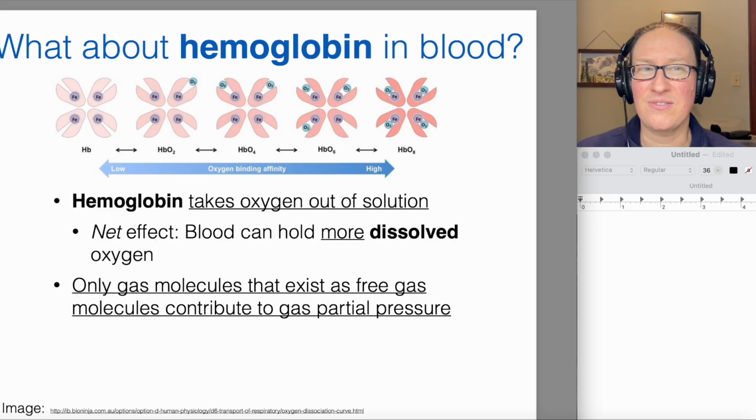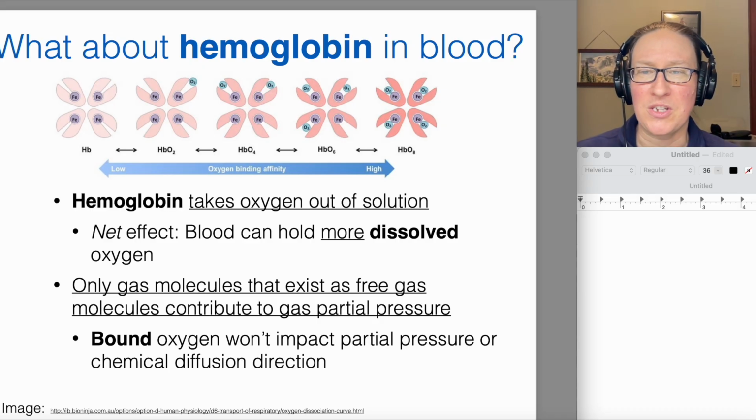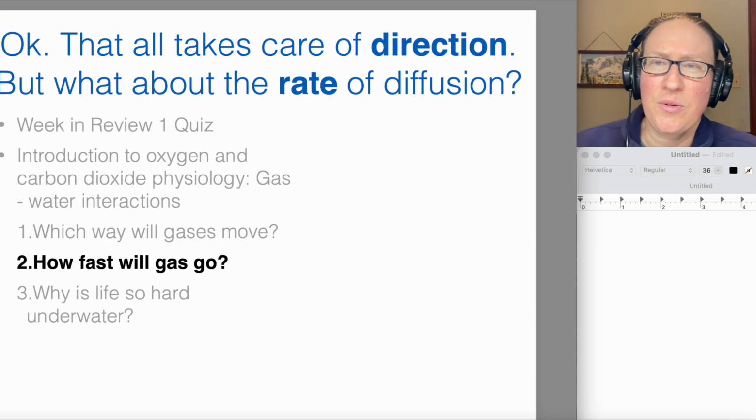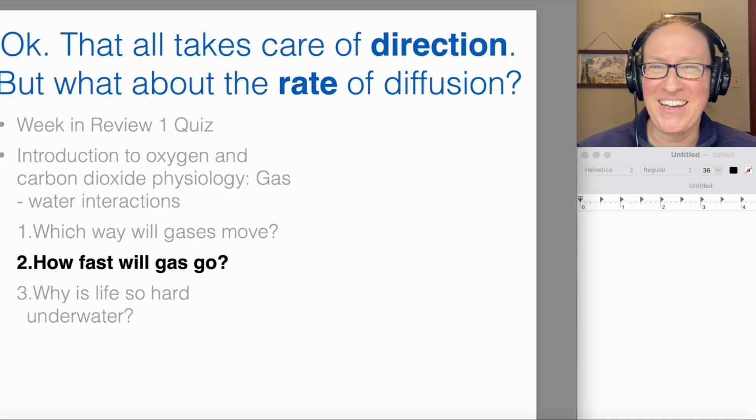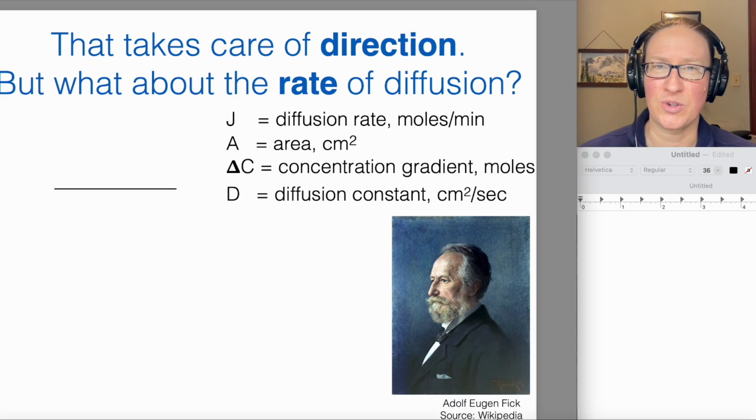And we will see lots of examples of animals taking advantage of this property to facilitate the movement of gases through their bodies. Another way of putting this is that bound oxygen, so bound to hemoglobin, won't impact the oxygen partial pressure or the direction of diffusion. So collectively, that all takes care of direction, but it does not yet help us appreciate or understand the rate of diffusion, so how fast gases will travel.